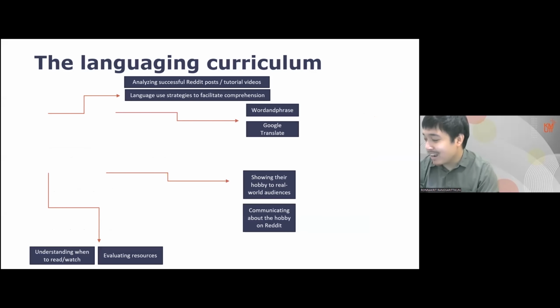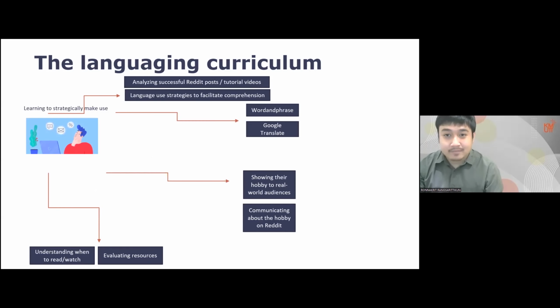Okay, before I give the stage to Steve to talk about the review course, I want to finish off with how the hobby course achieves the goals of the languaging curriculum. How it responds, how it meets the goals of the languaging curriculum. So, learning to strategically make use. The word here is strategy. So we teach them to analyze successful Reddit posts, to imitate. We also teach them to analyze successful tutorial videos.